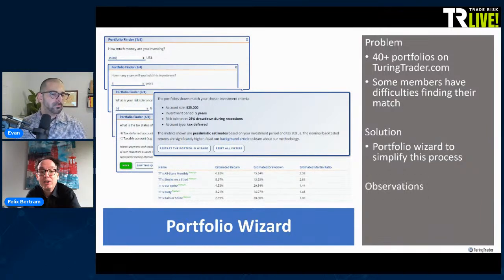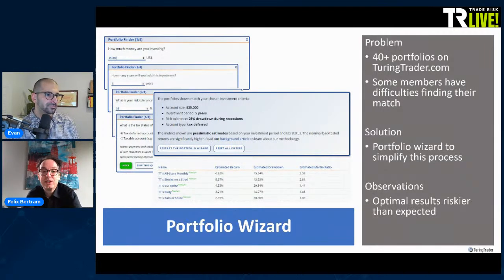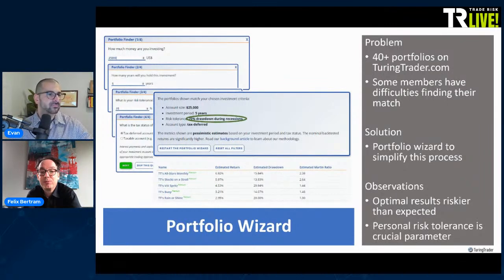The important part here is to notice we found that the optimal results are quite often riskier than one would expect. And that again tells us that the personal risk tolerance really is a crucial parameter. So there is a component in choosing a portfolio that is not driven by math, but by your own behavior.